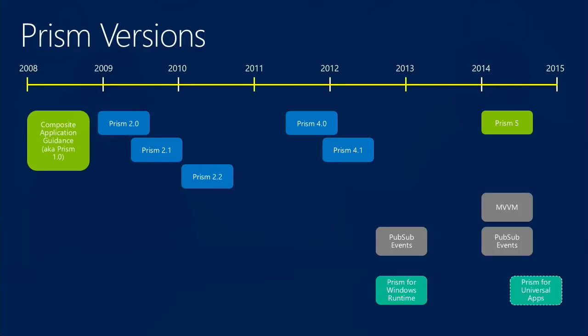Better MVVM support was a big part of that as well. And then 4.1 just kind of updated it when Silverlight 5 came out. So then the team switched gears, and down at the bottom there, we show Prism for Windows Runtime.